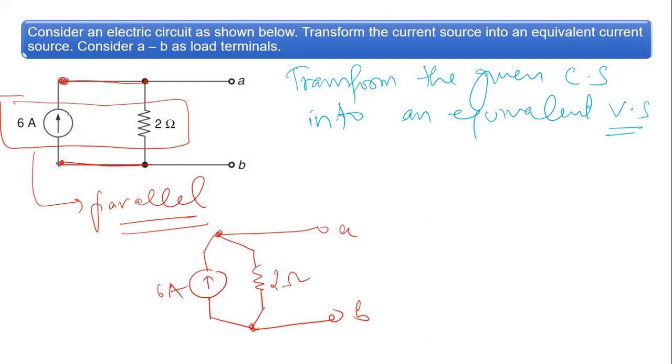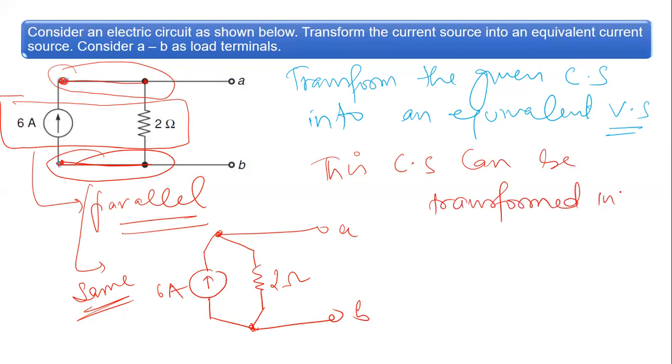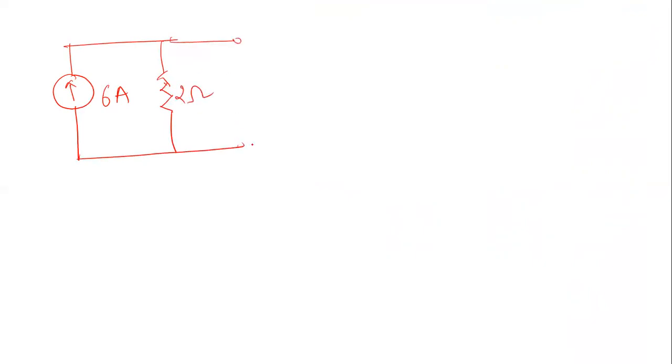So these two nodes are same nodes, right? So this can be transformed. This current source can be transformed into an equivalent voltage source, right? So this is 6 ampere, this is 2 ohm, and then you have load terminals. Now we have to transform this part of the network only.